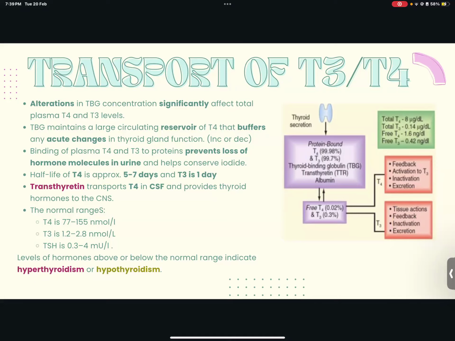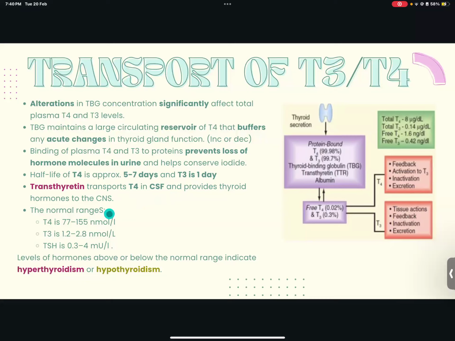Now, it's also important to note that the half-life of T3 and T4 is different. So the half-life of T4 is about a week, and T3 is only 1 day, because T3 is more active. You can think of it as more unstable, it does its job faster. Now, Dr. Simon also mentioned that transthyretin will transport T4 or thyroxine in CSF, and it'll provide thyroid hormones to the CNS.